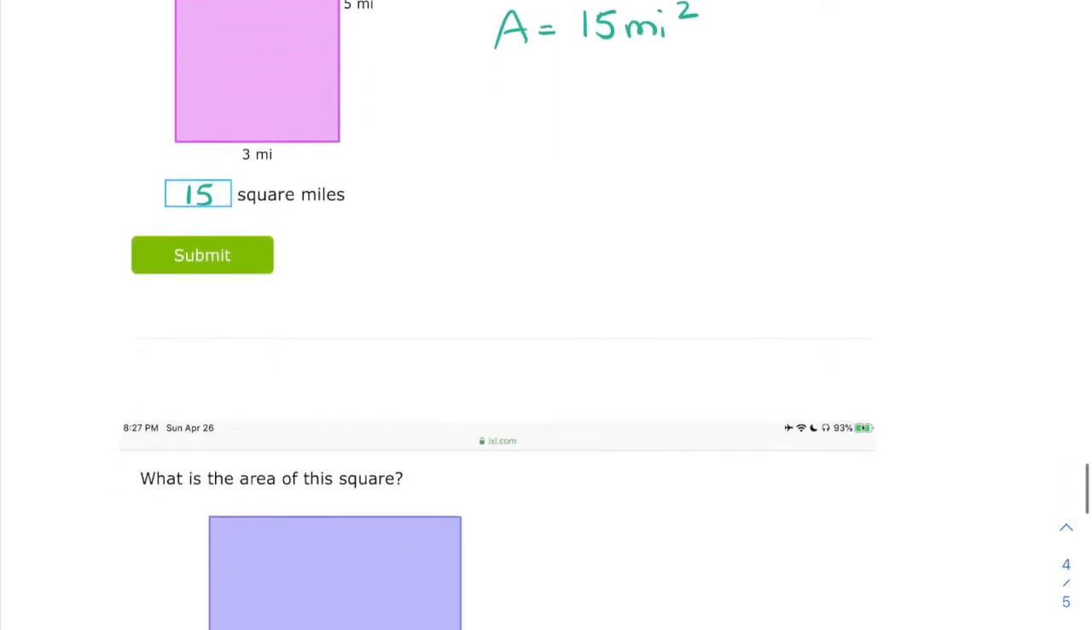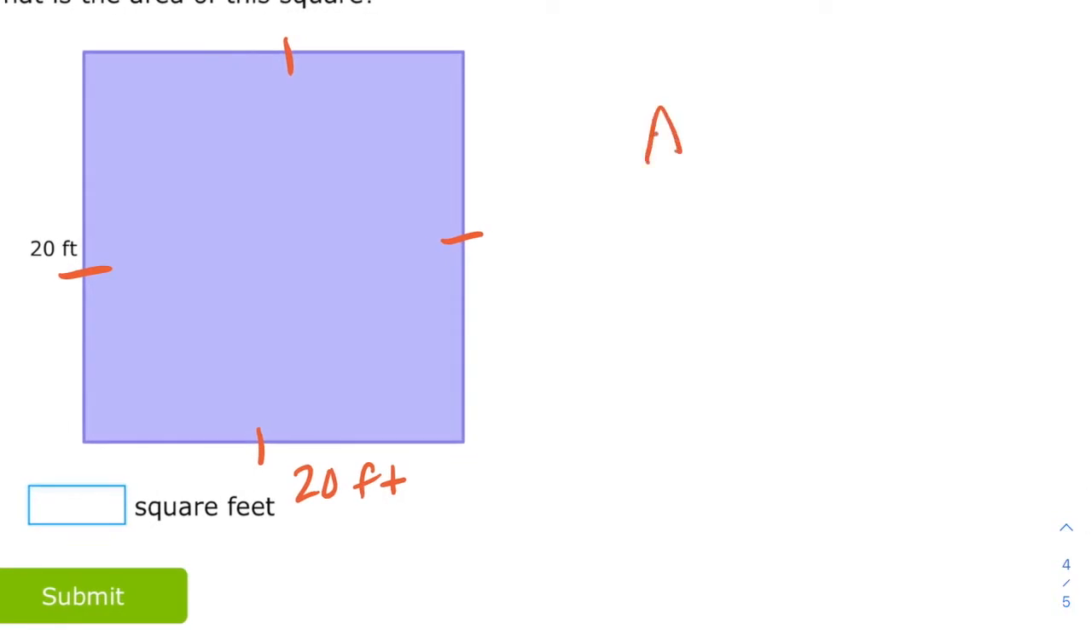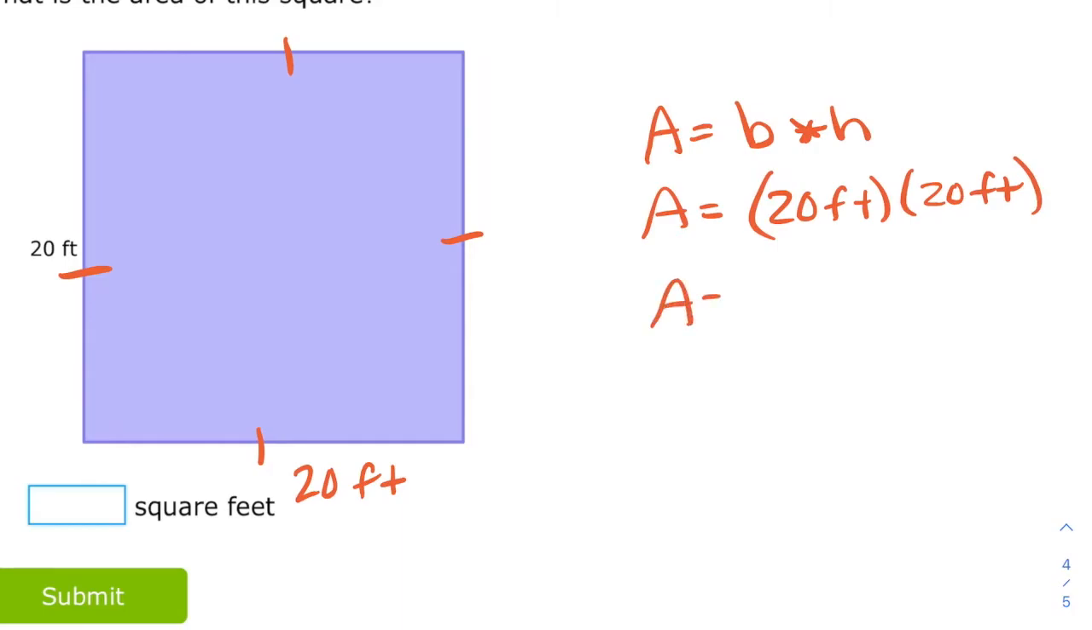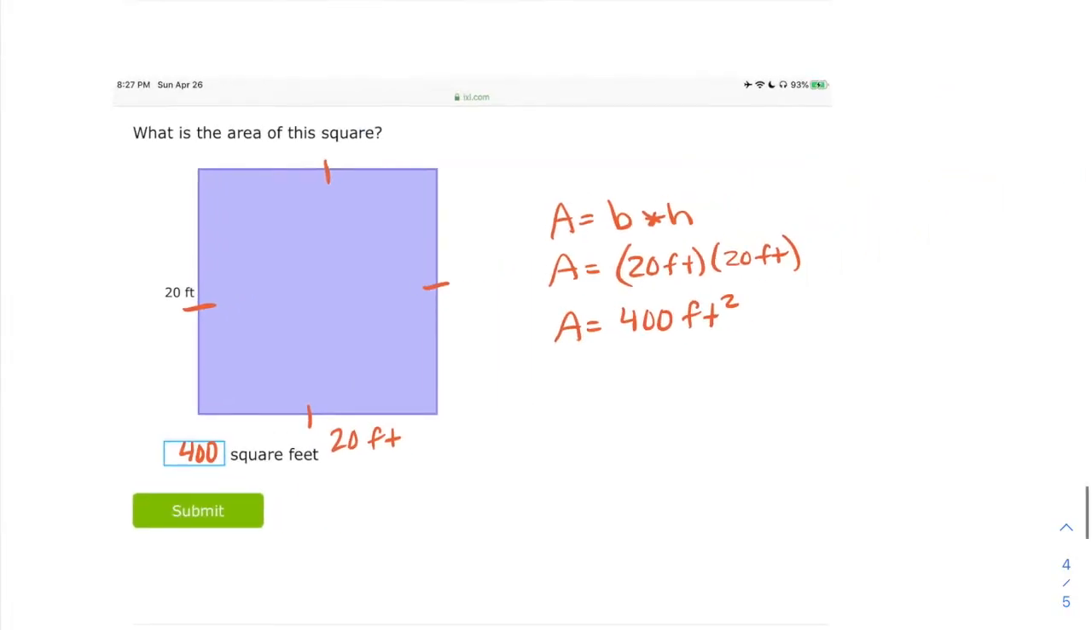Okay. The next one, what is the area of this square? Well, if it's a square, what we know about it is that it has 4 congruent sides. So it not only has a height of 20 feet, but it also has a base of 20 feet. So area equals base times height. So area equals 20 feet times 20 feet. So area is equal to 400 feet squared, because 20 times 20 is 400.